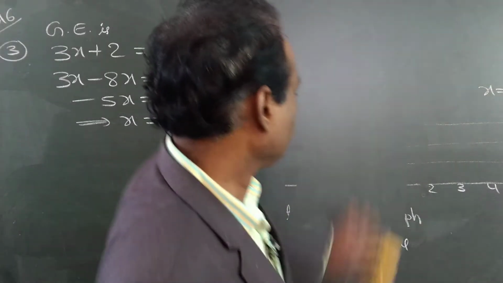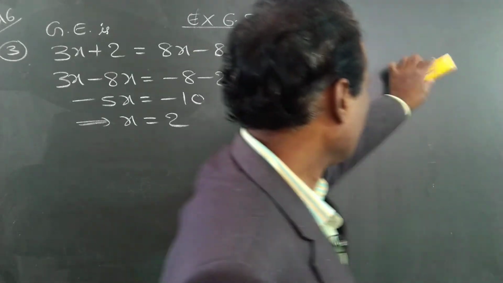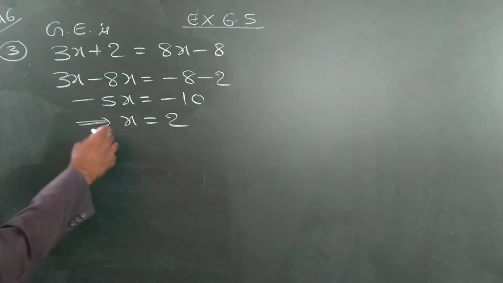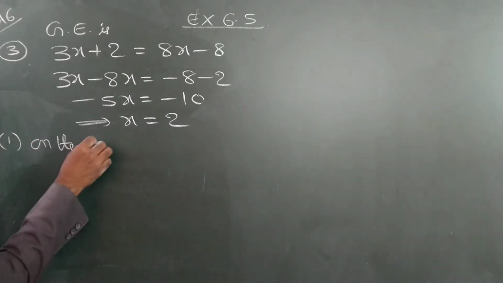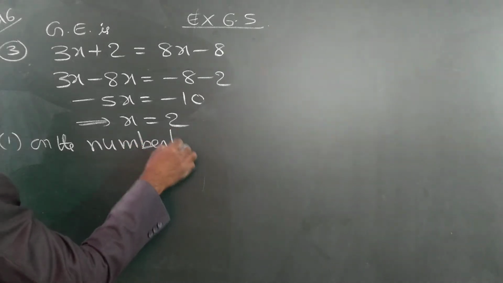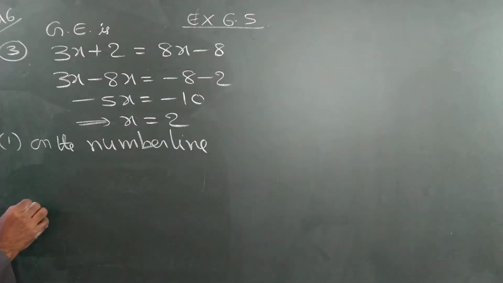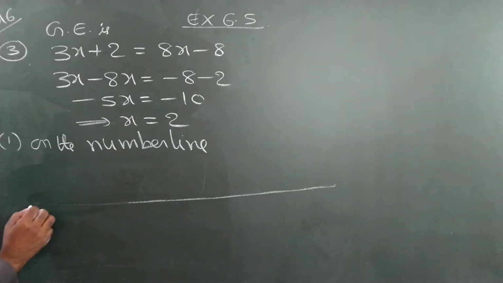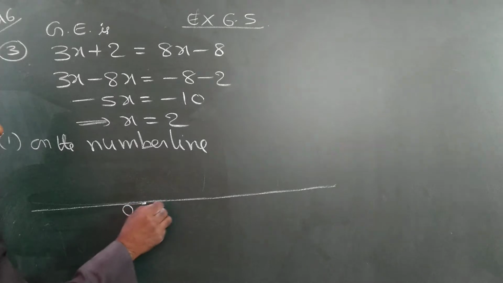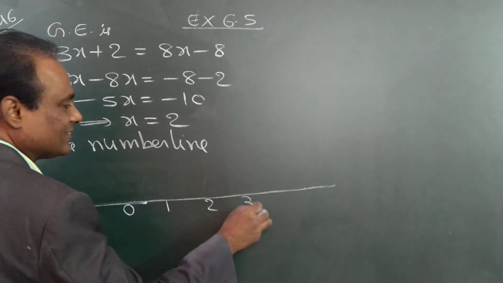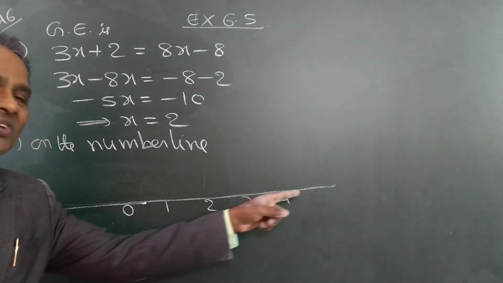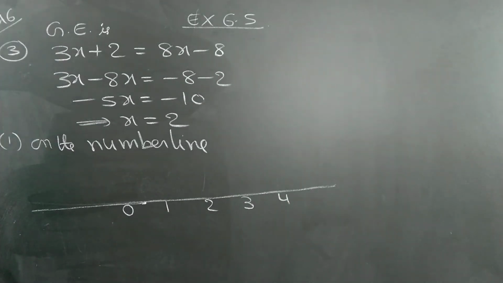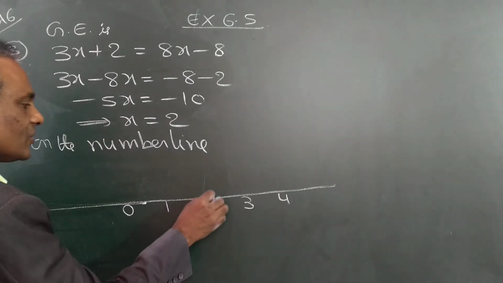Okay. Now, students, x is equal to 2 on the number line. The first question is on the number line. X is equal to 2 on the number line means draw the line. What is meant by number line? Draw the line and on it write the numbers. See, on the line if you write 1, 2, 3, 4 and so on, that is the number line. X is equal to 2.